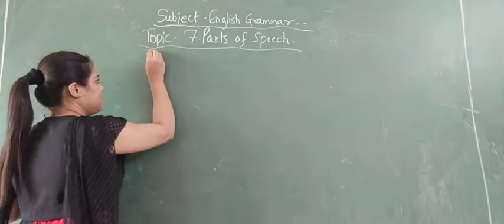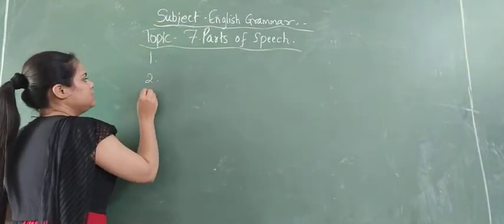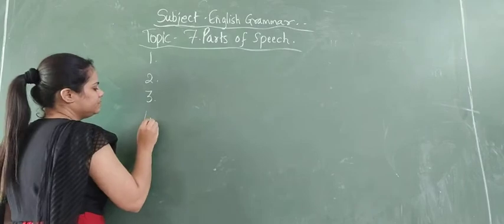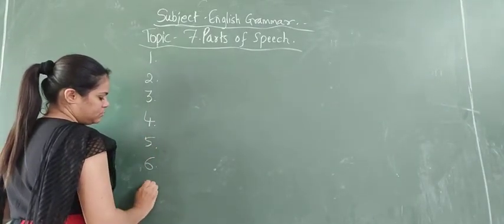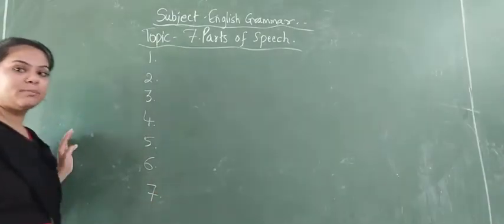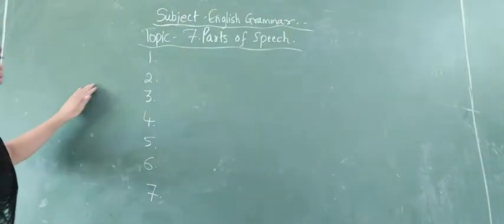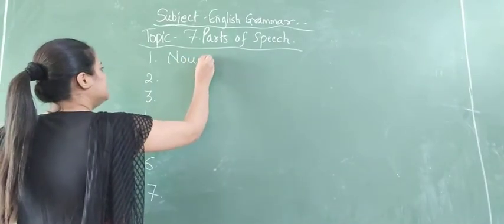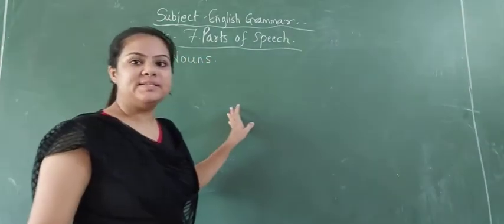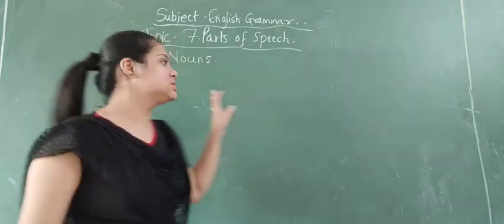यहाँ पे सबसे पहले मैं आपको 7 parts of speech लिख के दिखाती हूँ, जिसके बारे में आपको सिर्फ पढ़ना है, सिर्फ समझना है. Okay, the first one are the nouns. Nouns means the names of people, places, things and animals.